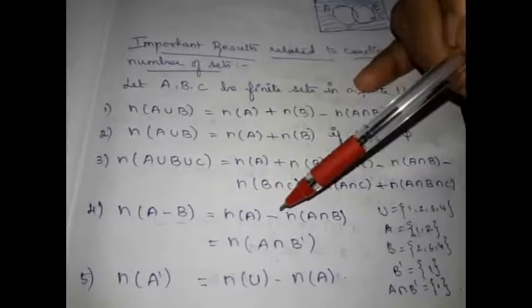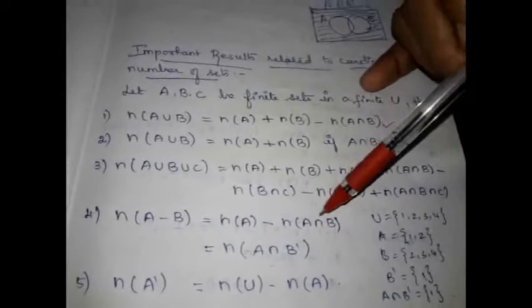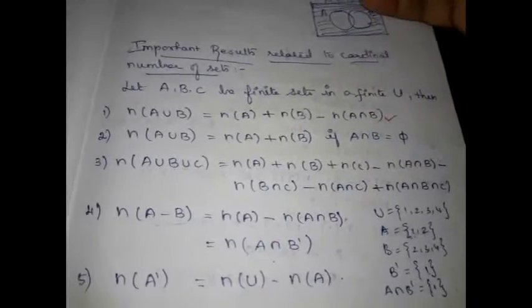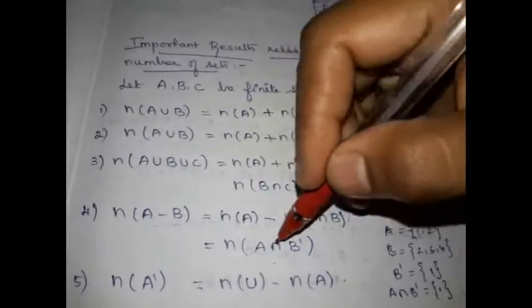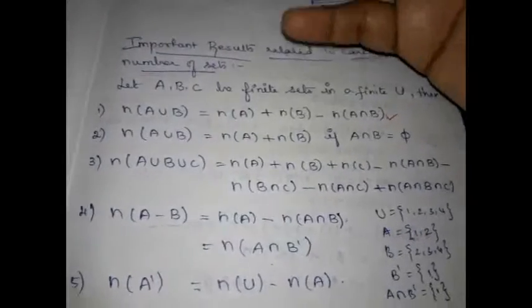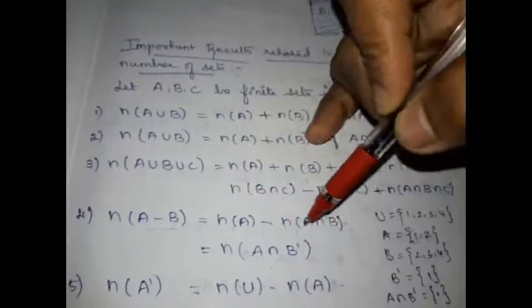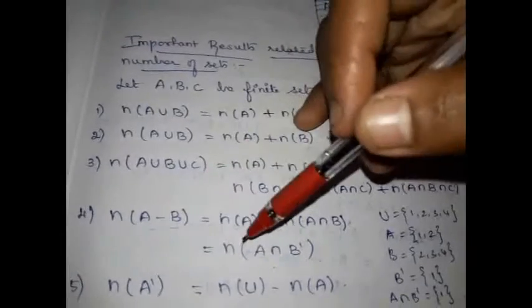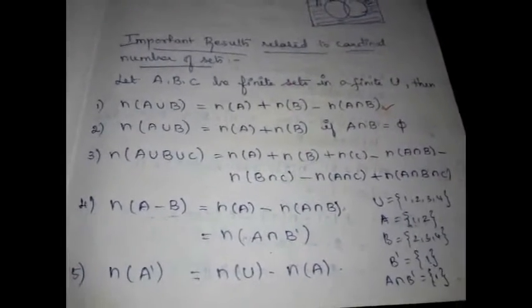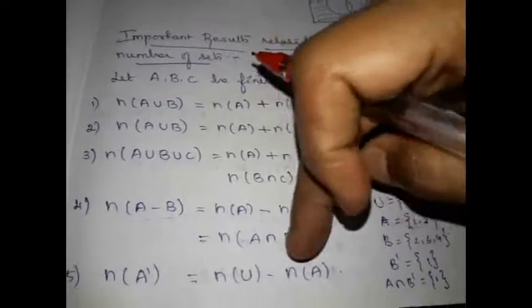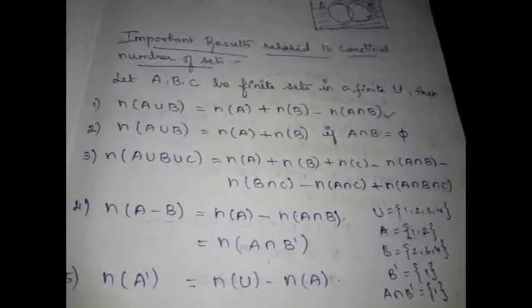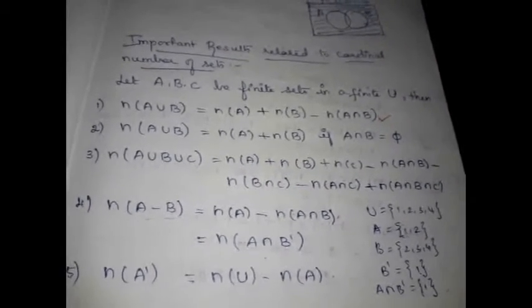What is n of A minus B? Which is n of A minus n of A intersection B. Remember, which is nothing but n of A intersection B dash. That just now I told you. A minus B is nothing but first set intersection second set's complement. So n of A minus B is nothing but n of A intersection B dash. Right? n of A dash is n of U minus n of A. These are the few important results we have learnt to solve the problems.